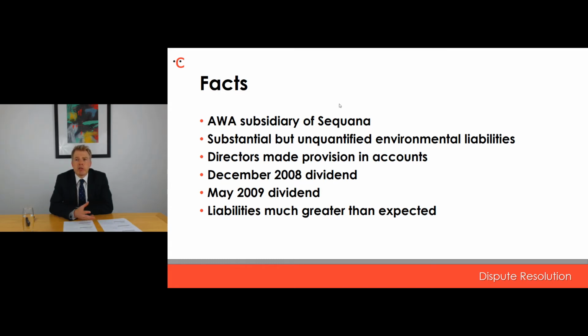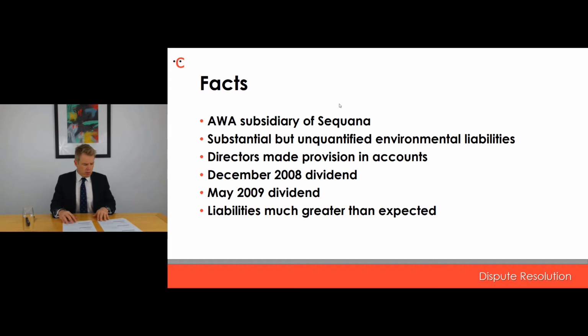They made a reasonable provision in the company's accounts, and the company was, on that basis, solvent from a balance sheet perspective and also a cash flow perspective. It didn't have any unpaid creditors at the time, and AWA declared two substantial dividends. The first one was in December 2008, and the second was in May 2009. So these are payments up to its parent company, Sequana.